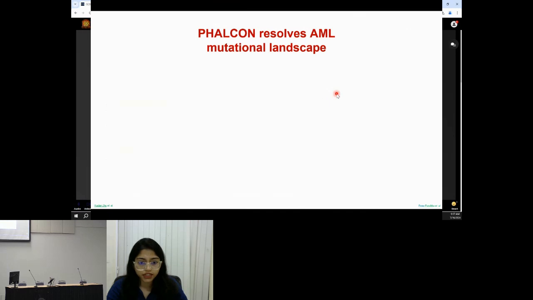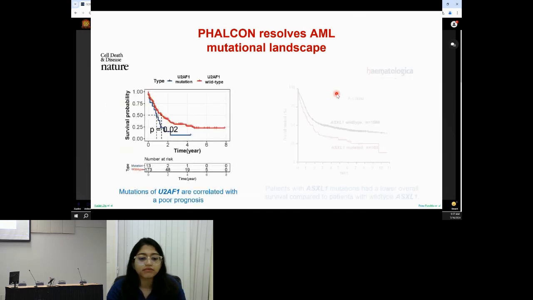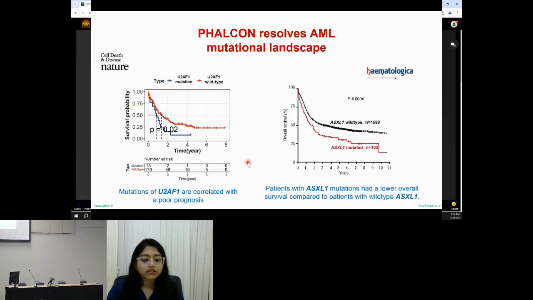And we are currently doing some literature survey on the same, and we are finding that mutations of U2AF1 and ASXL1 are both correlated with poor prognosis, where you can see that the mutant type of U2AF1 and the mutant type of ASXL1 are overall having low survival probability as compared to the wild type.